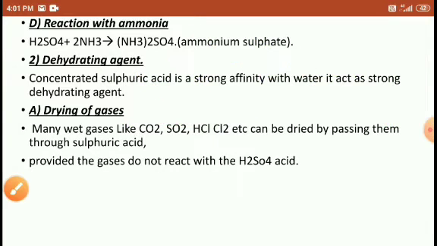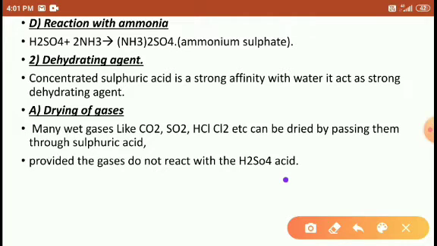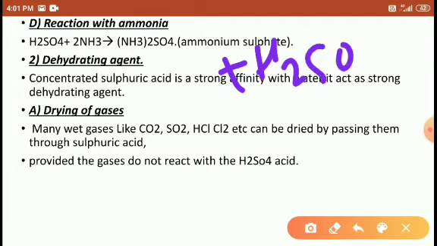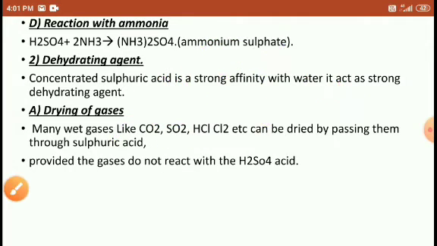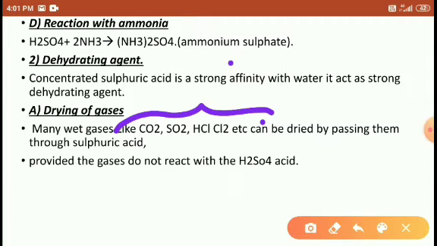Understood students? It dries the gas, but the gases do not react with H2SO4. When we pass these gases through the acid, they cannot react with the H2SO4 here. Right students? Because the H2SO4 only absorbs the moisture and forms hydrogen bonds with water molecules only. So that's why these gases do not react. Right students?